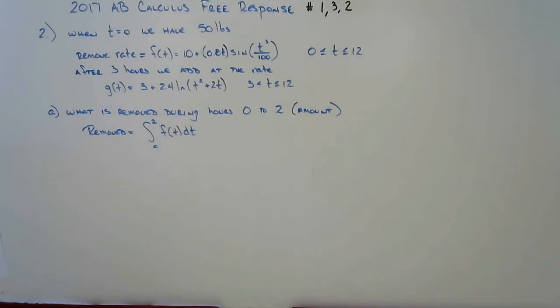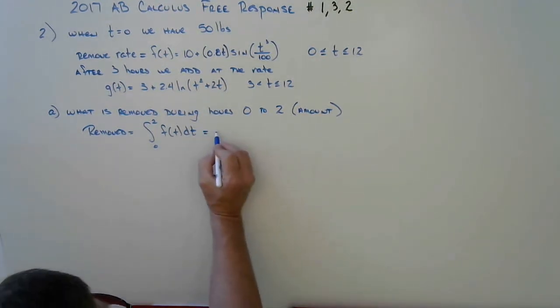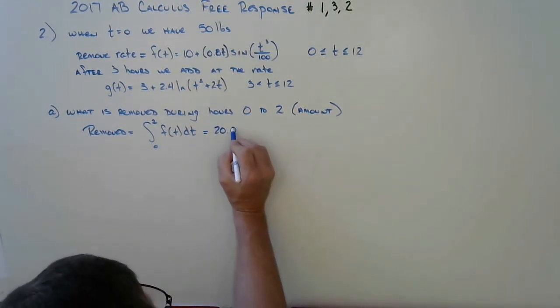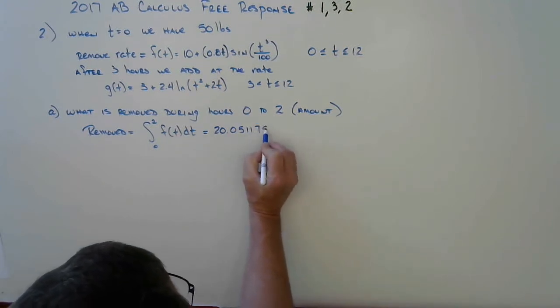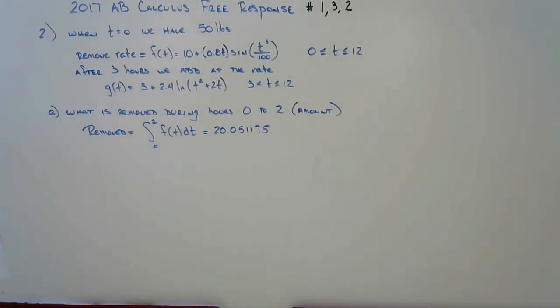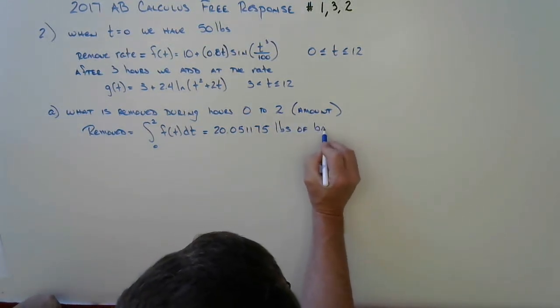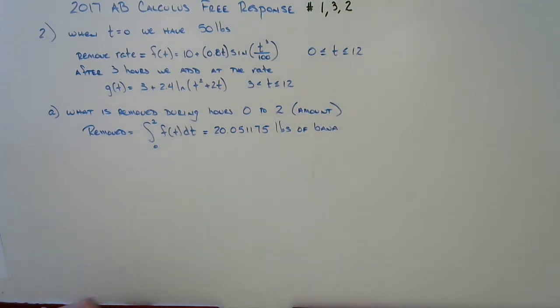And here having that stored in your calculator is going to save you a lot of time. If you define that function at the beginning of the problem, it's going to save you an immense amount of time. And so we just plug that in, and the answer to that is 20.051175. All right, pounds of bananas. All right, so that's how many bananas were removed.